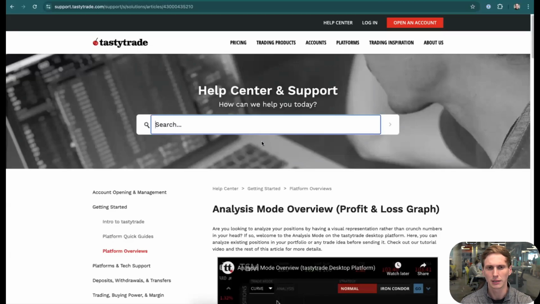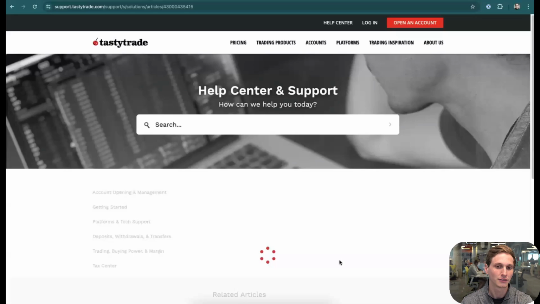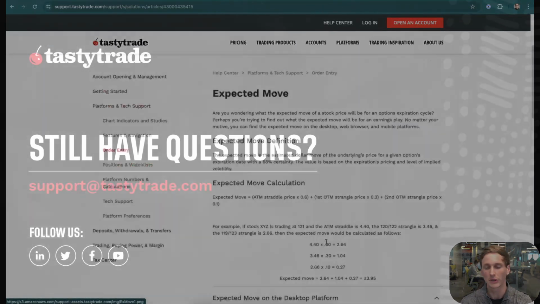On the flip side, maybe you are looking to find what the expected move is. You can type in expected move, find a nice little definition where you can find it on the different areas of our platform as well.